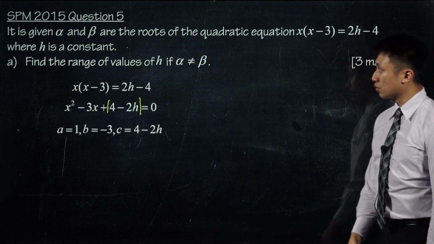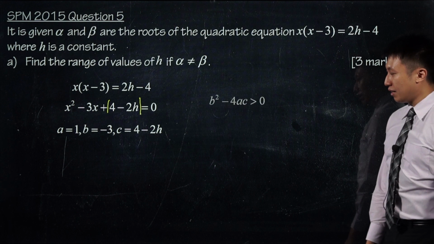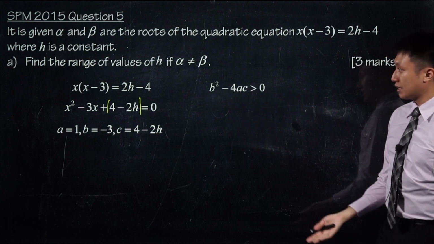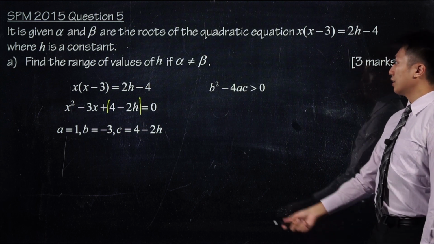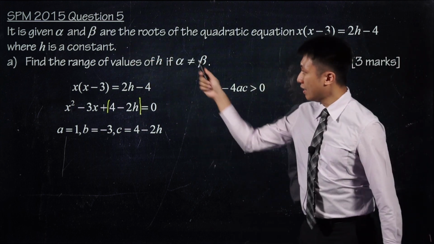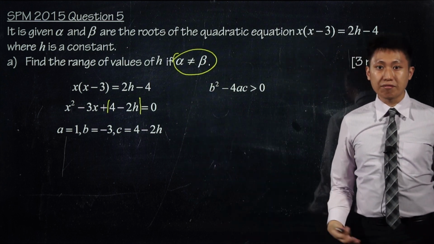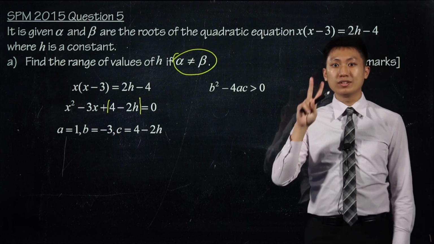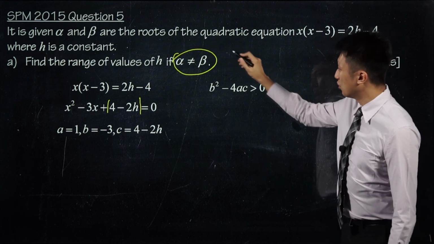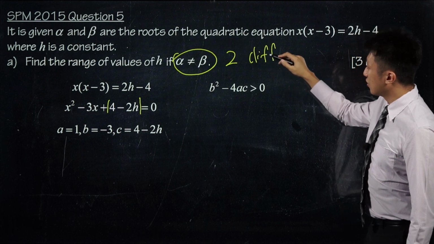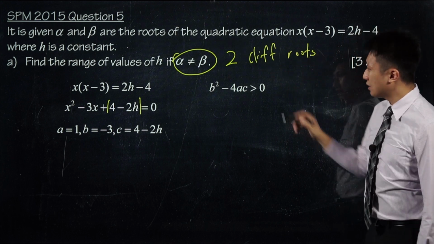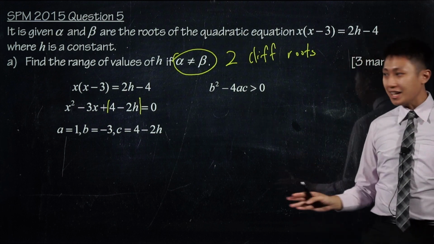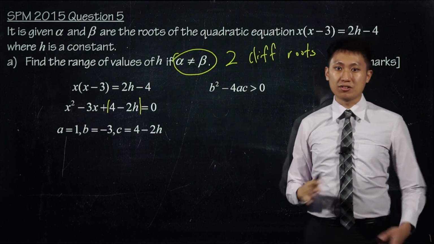Then what I need to do, I need to find the range of h. Okay, I want b squared minus 4ac to be bigger than 0. Why is that so? Okay, so they are roots, and then alpha not equals to beta. Alpha and beta are what? They are roots, and they are not equal. Means you have two different roots. Okay, means b squared minus 4ac is bigger than 0. You see that? It's like cleverly hiding the information that you might not know how to do it.